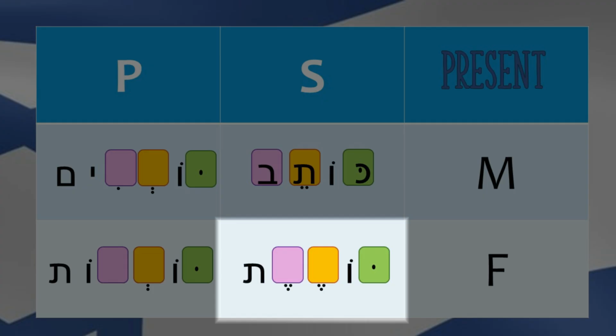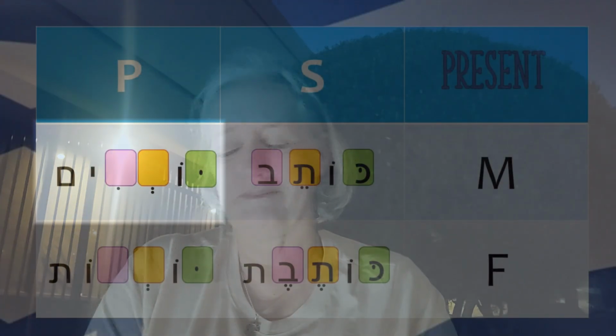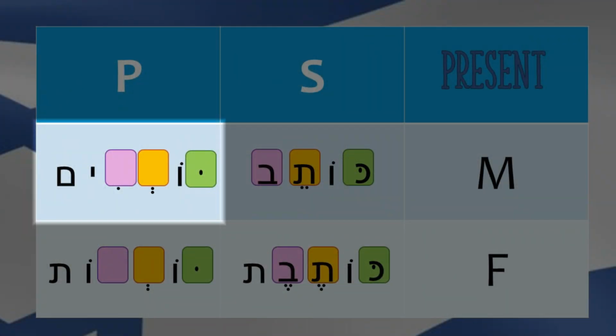Because of these two segols, the stress is going to be on the second to last syllable. So, putting in my sample shoresh, we have kotevet, kotevet. Ani kotevet, at kotevet, hi kotevet. All right, and for masculine plural, we again start the same.